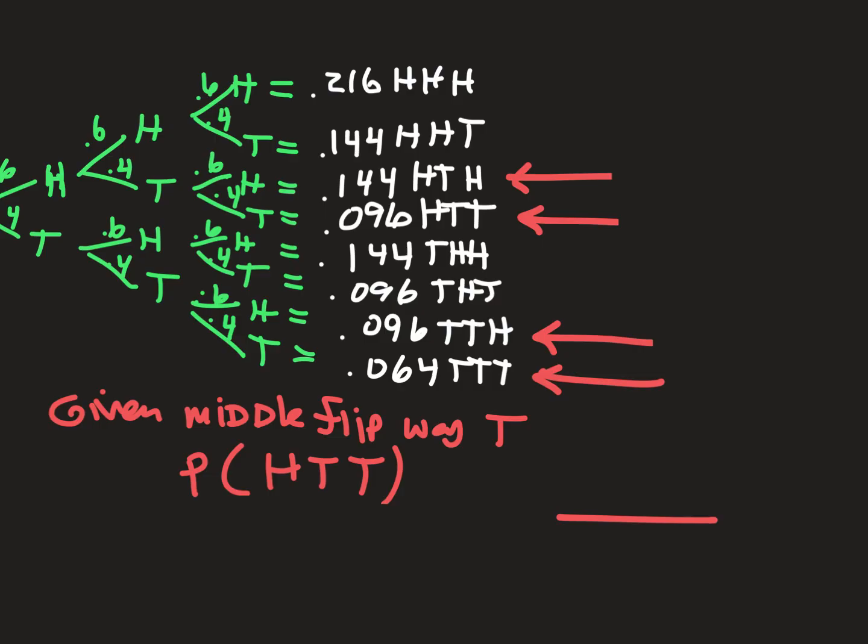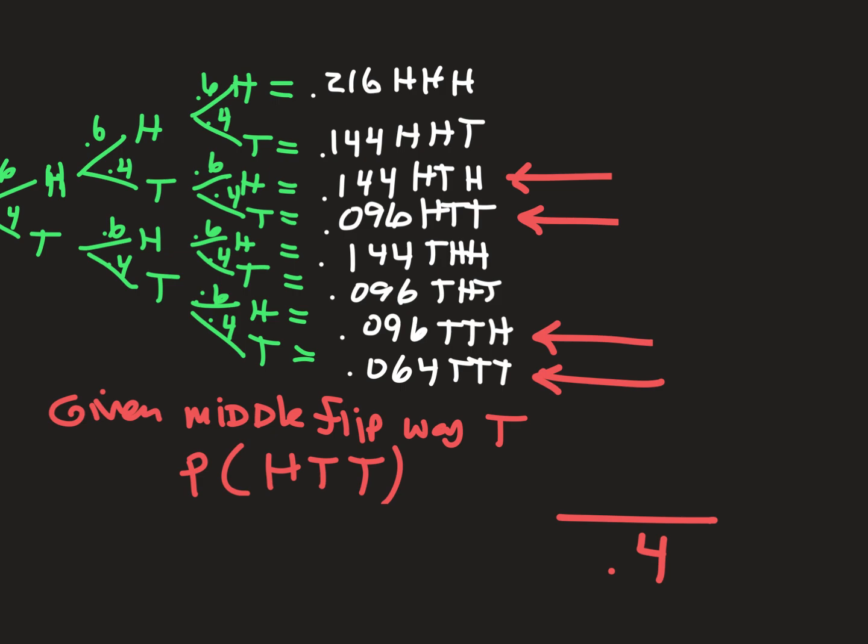What is 0.144 plus 0.096 plus 0.096 plus 0.064? It is 0.4. And if you thought it through, you might have been able to figure out that all of them had that in common, and that probability was 0.4 on the middle one.